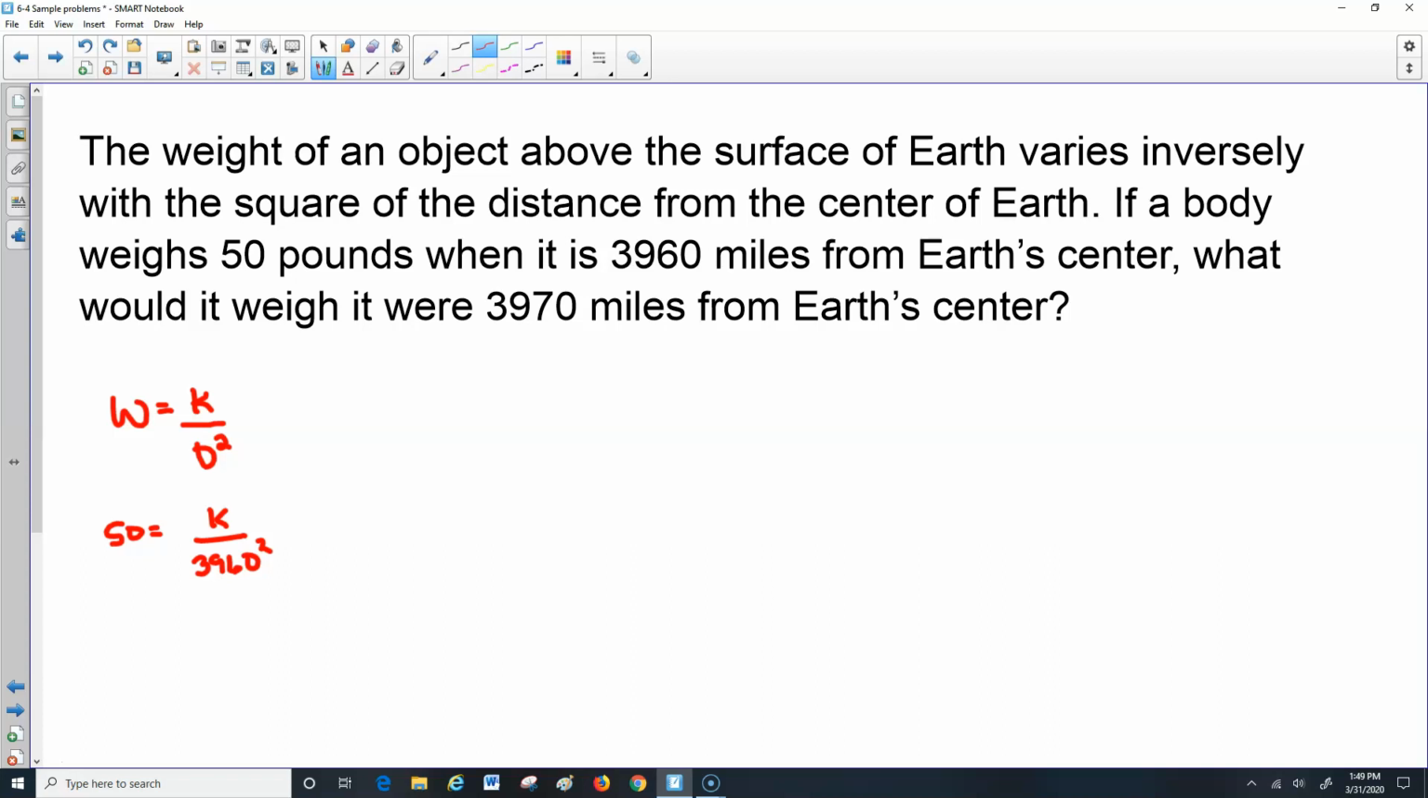So now we're going to multiply both sides of this equation by the 3,960 squared to find the value of k. So k is 784,080,000.